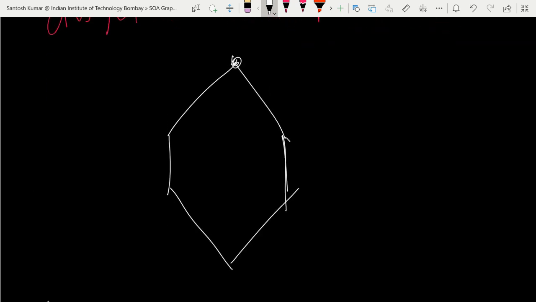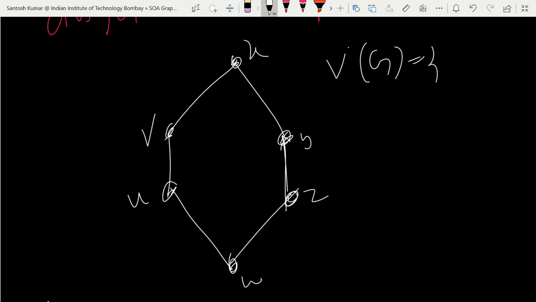Look at this graph. I would like to say this has six vertices: x, y, z, w, u, v. So the vertex set of this graph, you already know, is x, y, z, w, u, v.